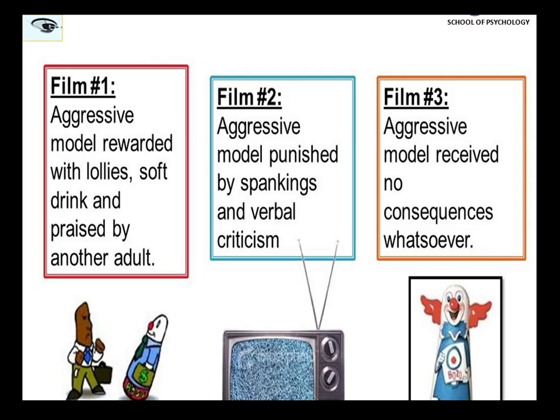Then in the second version, another group of children saw that the boy was punished for showing aggressive behavior. And in the third version of the film, the third group of children are not shown that the boy is rewarded or punished, because literally nothing happens. The aggressive model has not received any consequences whatsoever.